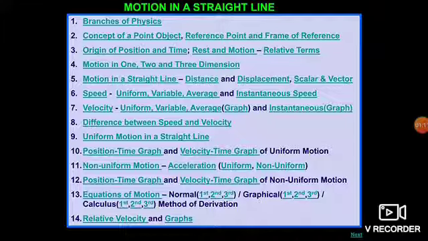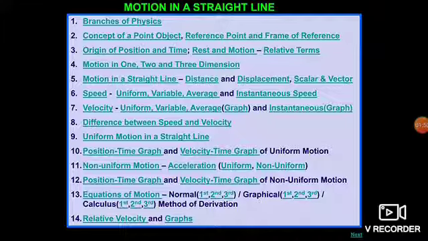Now first, all of you have learned about branches of physics. In this PPT, we'll learn the concept of a point object, a reference point and frame of reference. Origin of position, time, rest and motion, relative terms. These things you have already done, uniform motion, non-uniform motion, but we'll keep these things in our mind also. We have to read about motion in 1, 2 and 3 dimensions. First we are learning about 1 dimension, then we'll go to 2 dimensions, then 3 dimensions also. Motion in a straight line.